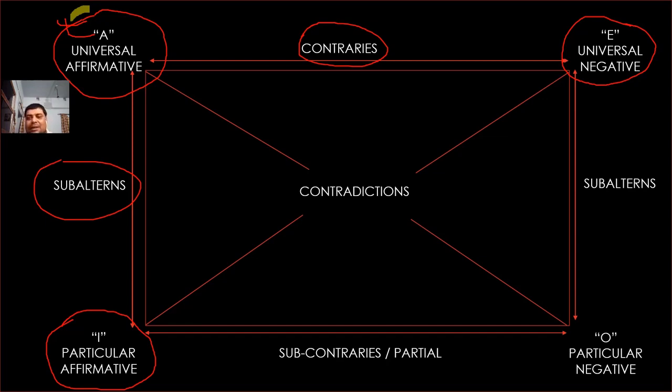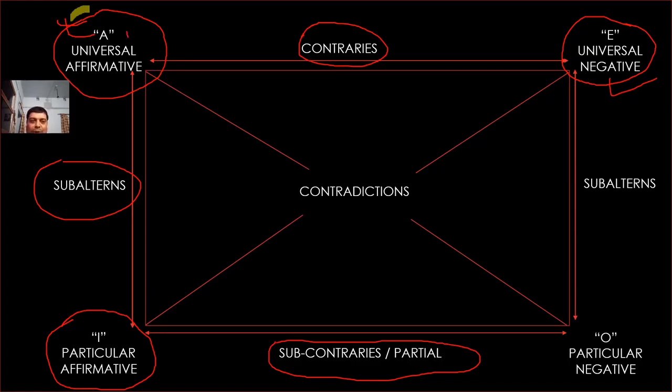The same thing happens with universal negative. So universal negative's subaltern is who? Particular negative. Now here: some apples are red, some apples are not red. This is subcontrary, meaning it is partially opposite. Not all the apples, only a few apples. These are all the conditions.